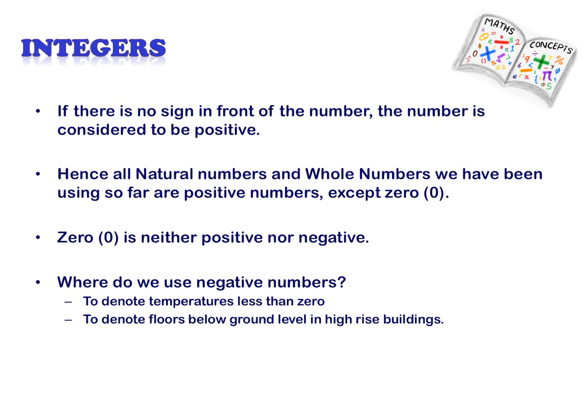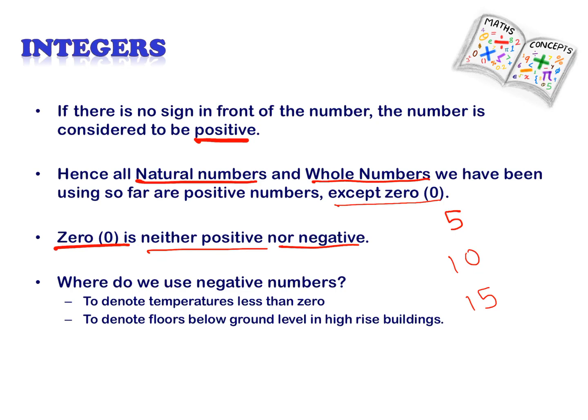Now, what if there is no sign in front of the number? We have been learning whole numbers and natural numbers in our earlier classes, and we never used any sign in front of the number, did we? We have been using it like this, 5, 10, 15, right? So all such numbers which do not have any sign in front of them are considered to be positive numbers. Therefore, all natural numbers and whole numbers except 0 are positive numbers. 0 is neither positive nor negative.